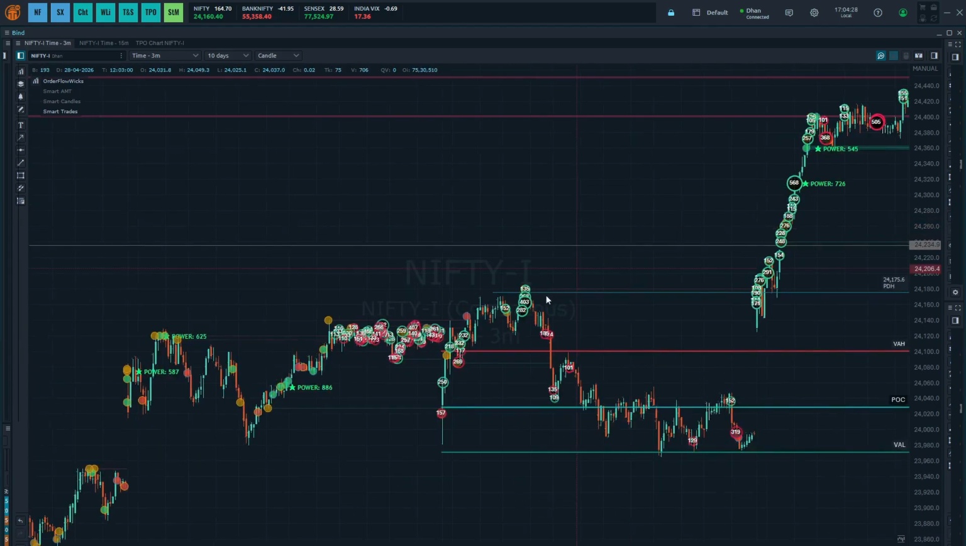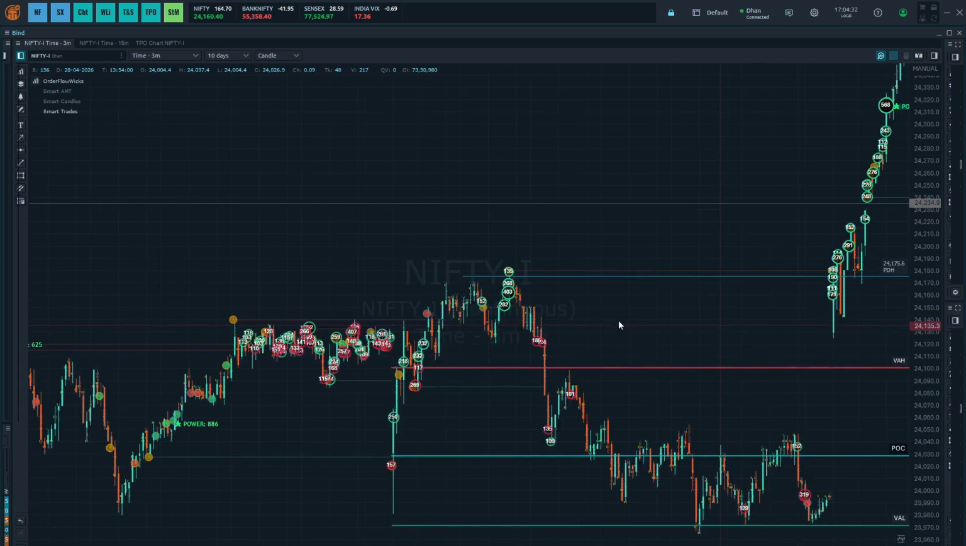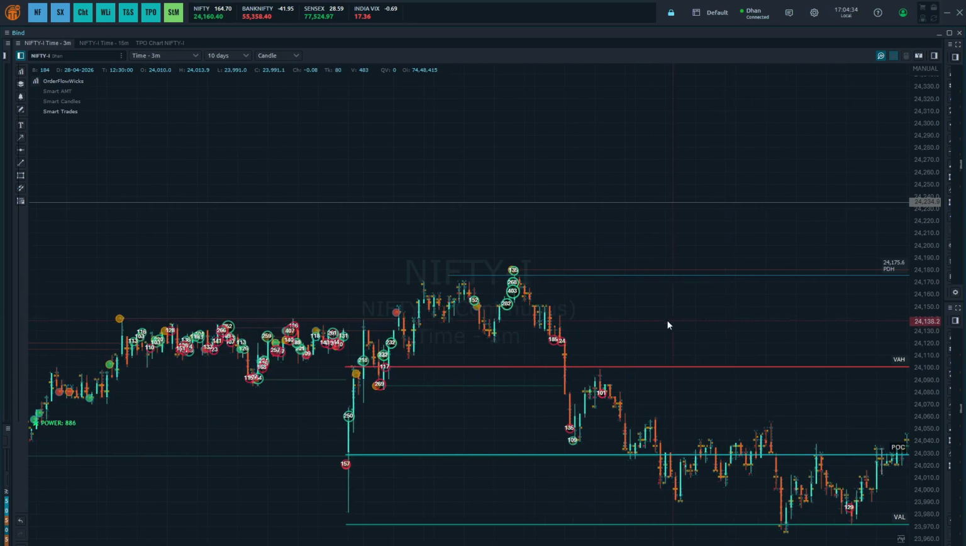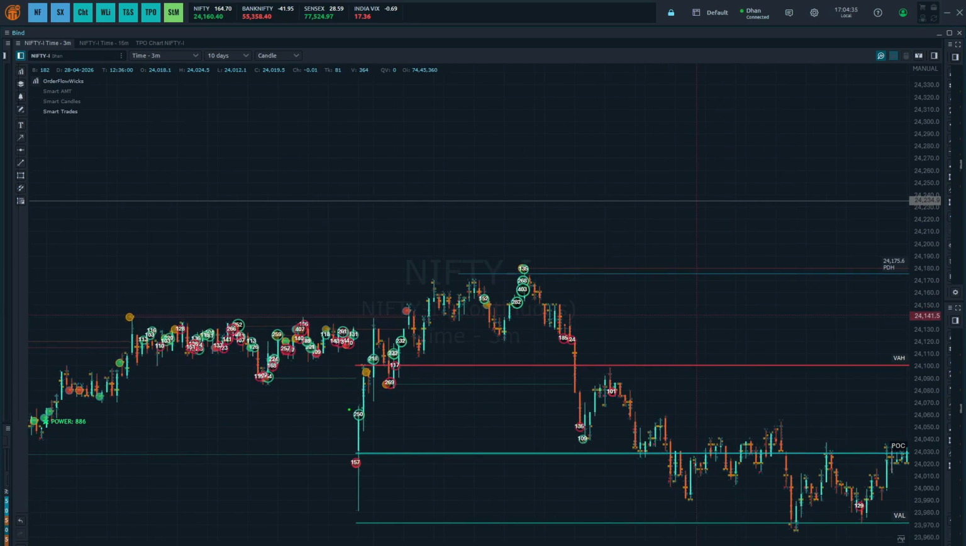Now let us go into the previous day example. Okay, now what happened here? The price was just making some higher highs, and then a large buying happened there. Okay, so once that large buying happened, the price was not able to move up. Okay, so what happens when the price is not able to move up?